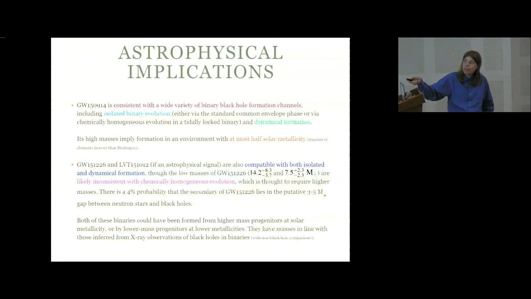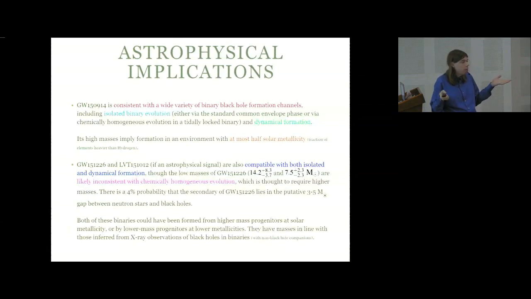for this one, what is with lower mass? This is more sort of the method that you're hearing about from Ramesh's talk. And it's likely consistent with this case where you have a binary that's tightly locked, and you get chemically homogeneous evolution that does not require hard masses.